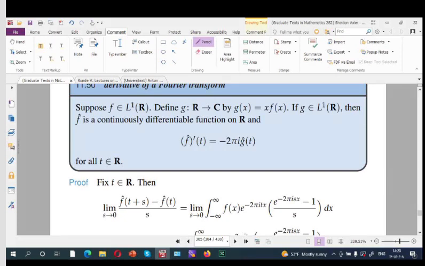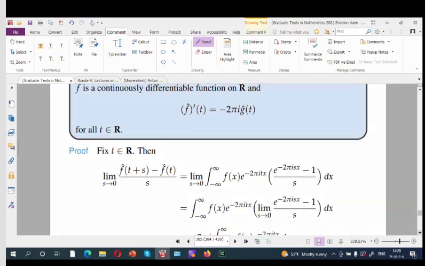For the proof of this proposition, fix t in R, then we see that this limit equals this. This is trivial because, let me write this for you, f hat of t plus s.